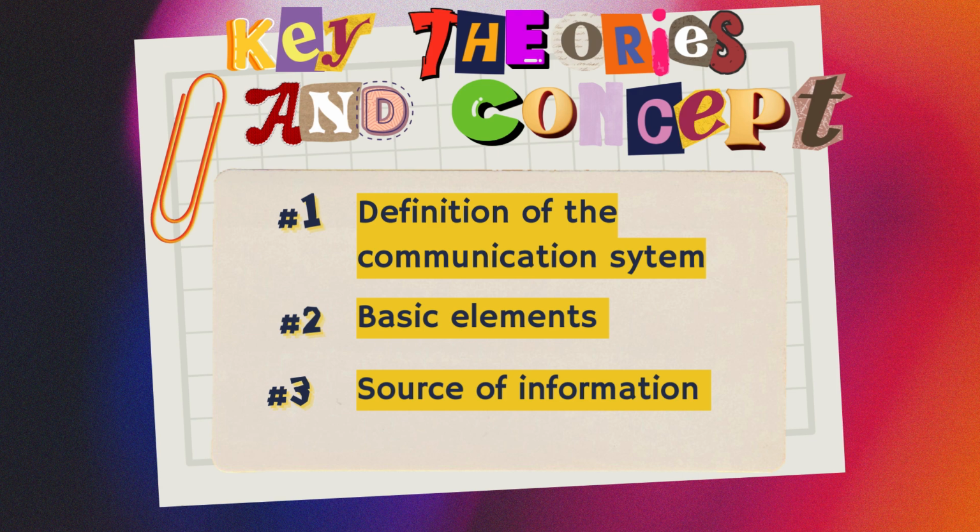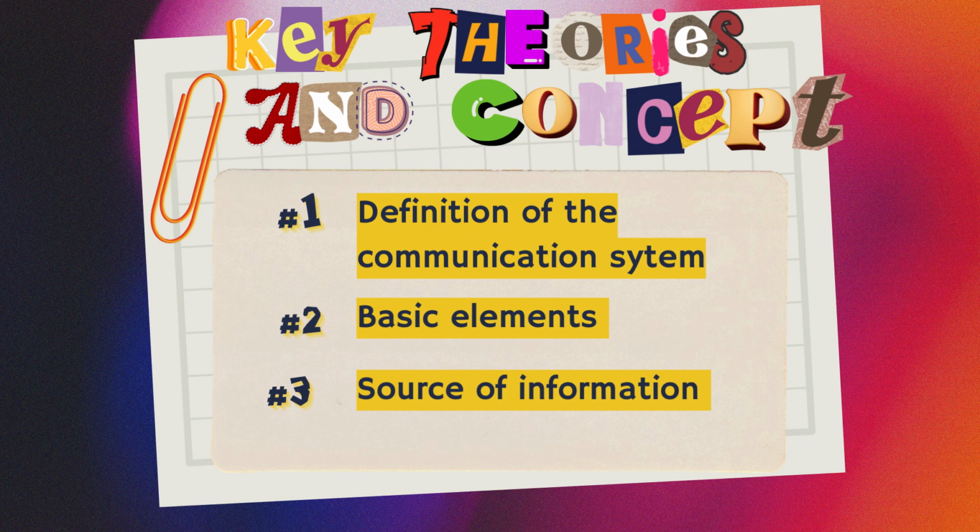Second, basic elements of a communication system. The system has 5 main elements: source, transmitter, channel, receiver and destination. Each part has its own role to make sure the information reaches the other side correctly. Next, we will start with the first element, the source of information.